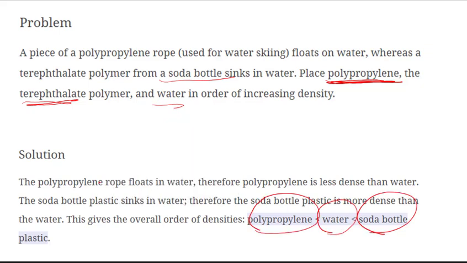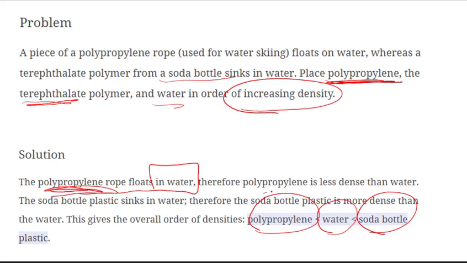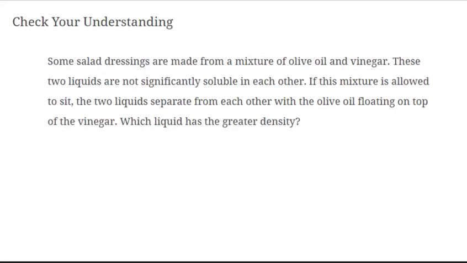Because my polypropylene rope floats in water, that's going to be my least dense, and the question wants increasing density. So polypropylene is going to be the first one because it is least dense. Then we would say water, and then we would say our soda pop bottle because it is sinking. Here's another example. See if you can figure out which liquid has the greater density.